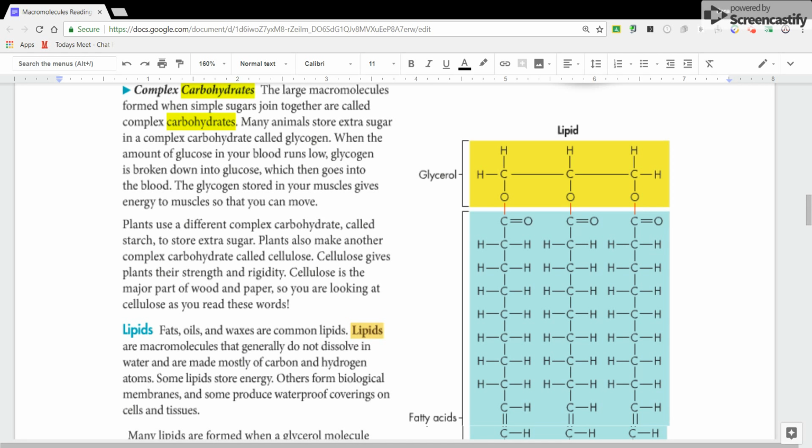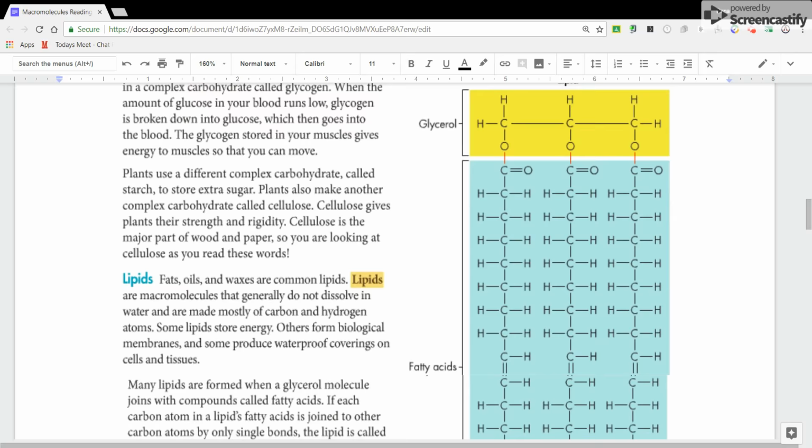Plants use a different complex carbohydrate called starch to store extra sugar. Plants also make another complex carbohydrate called cellulose. Cellulose gives plants their strength and rigidity. Cellulose is the major part of wood and paper, so you are looking at cellulose as you read these words.